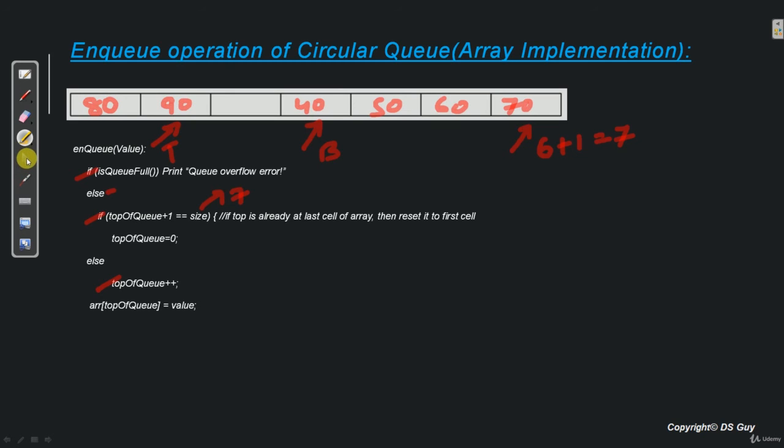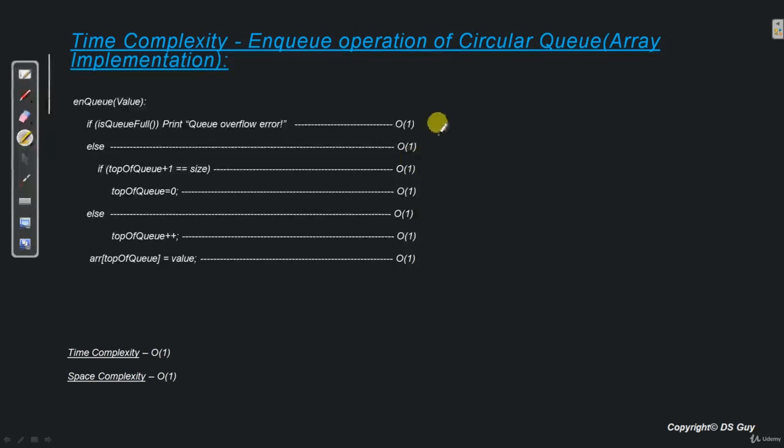Now let's quickly see the time and space complexity of this algorithm. So as you can see here, all of these operations are constant time statements. So if you total up all of them, it becomes order of 1 time. Space complexity is also order 1 because we are not using any extra space for doing any of these operations. We are just using the existing array and updating few values here and there, nothing more than that. So that is all about enqueue operation. Hope you have understood it.